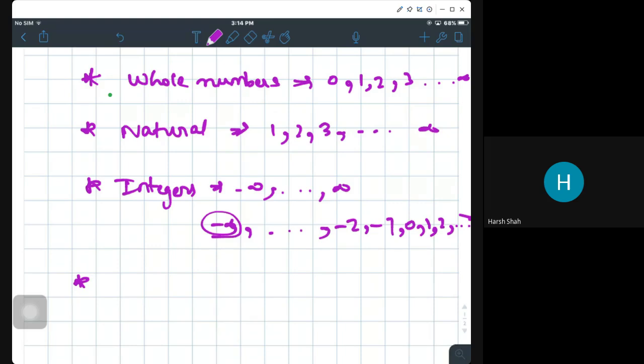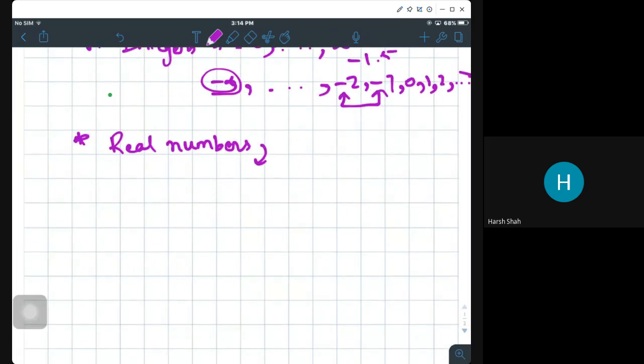After this, these are just specific points. What about the number between minus 1 and minus 2? Where do we put minus 1.5? We don't have an option to put them in any of these. So we developed another set which is called real numbers. Now real numbers are all numbers on the real number line. Now this consists of rational numbers, irrational numbers, and any other type of number we know except complex or imaginary numbers.